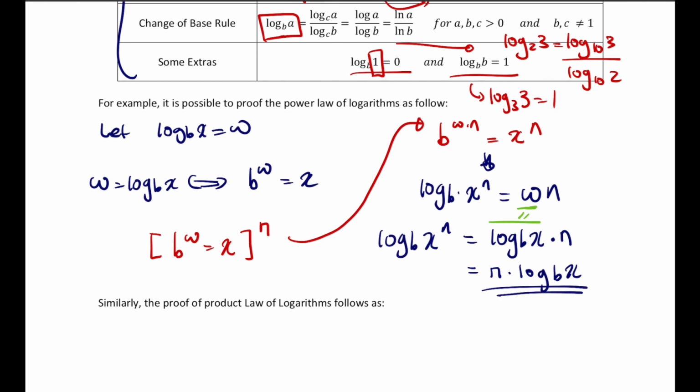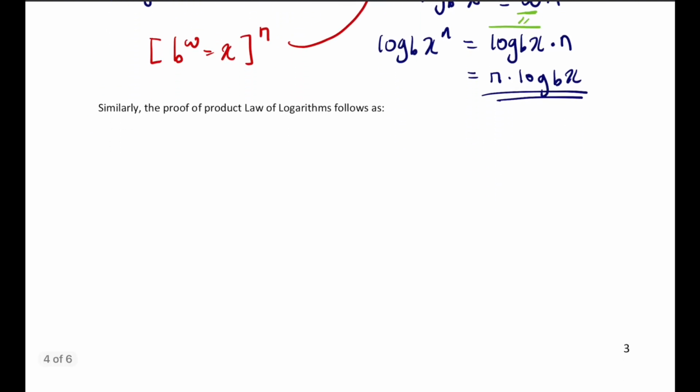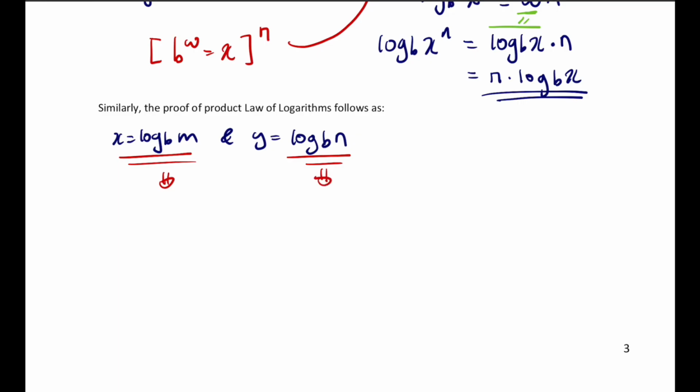Then let's try to prove the product law of the logarithm. This time we're going to set x equals log base b of m and y equals log b of n. We're going to change this logarithm format to exponent format, just like the previous process. We're going to say b to the power of x is equal to m, b to the power of y is equal to n.